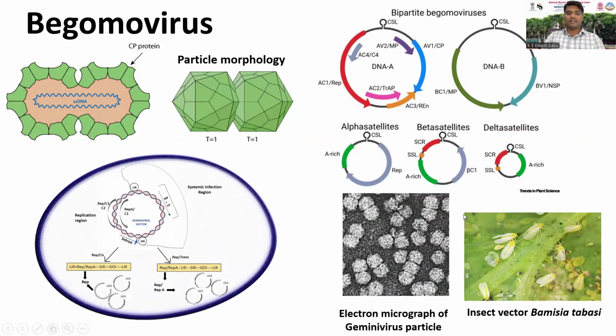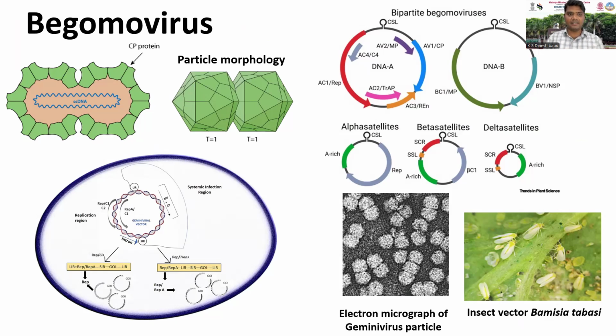In the second slide, I have shown the particle morphology of these particular begomoviruses. Begomoviruses contain a unique particle morphology called twinned icosahedral particles. Two different icosahedral particles join together and stick together, making a kind of pattern. This particular structure is known as twinned icosahedral particles. This is a common particle morphology among begomoviruses.